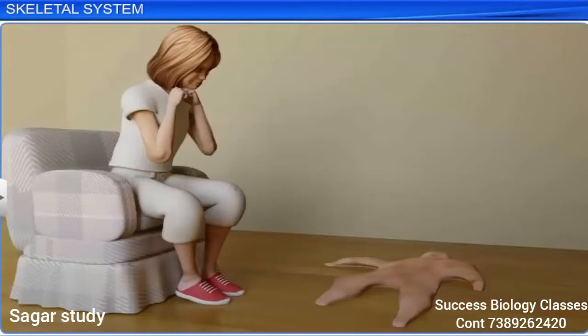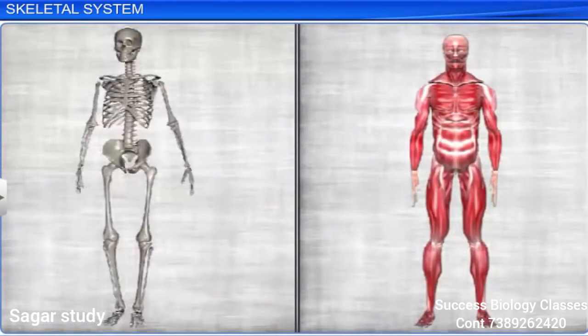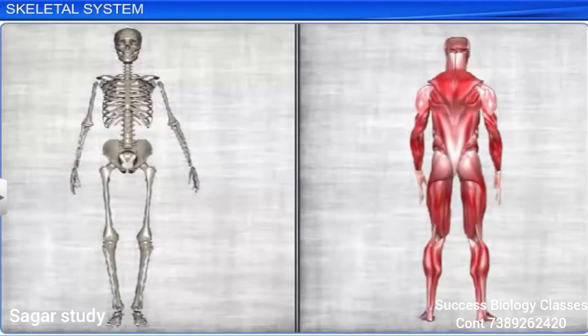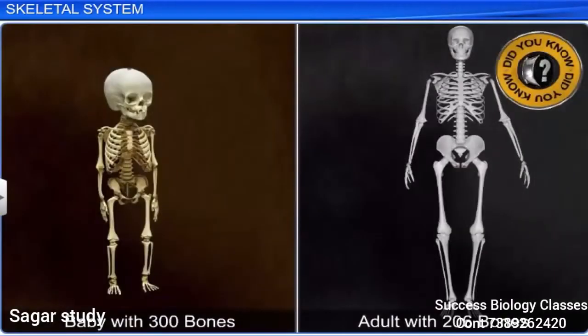Have you ever wondered how a boneless body would look? It would be a shapeless bag, making it difficult to move from one place to another. Our skeletal system gives shape to our body, and the muscular system helps in movement. The adult skeletal system consists of 206 bones and a few cartilages. Did you know that a newborn baby has around 300 bones, which fuse as the baby grows, resulting in 206 bones in an adult?